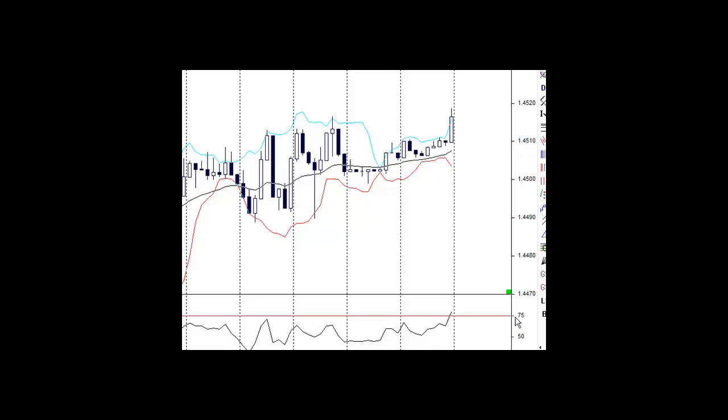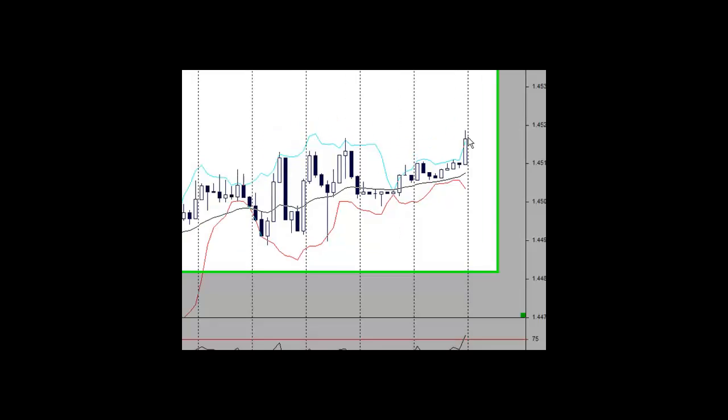Okay, so in this case we're above that oversold area. You could have it either at 75 or at 70. Depending, if you put it at 75 you're going to get fewer signals, but they're stronger signals. So right here, this is a sell signal.